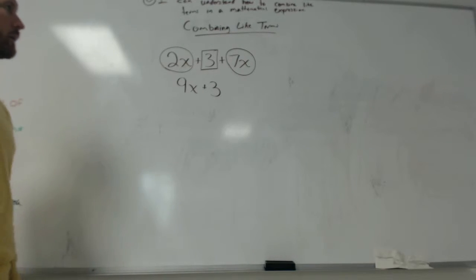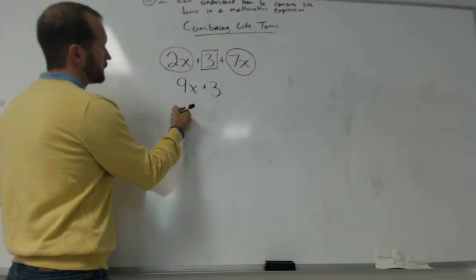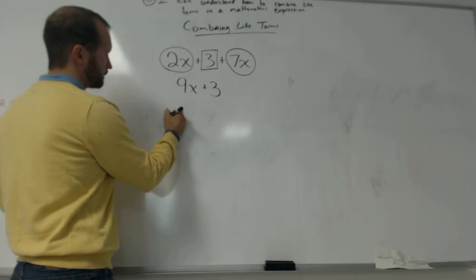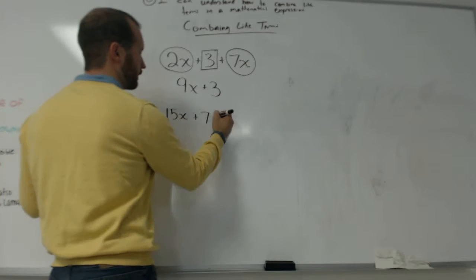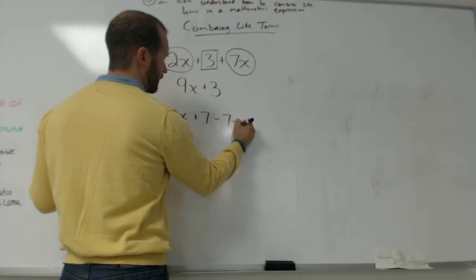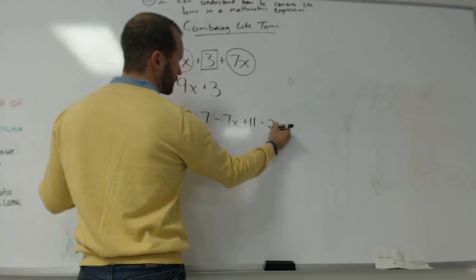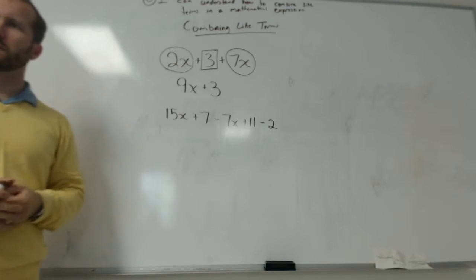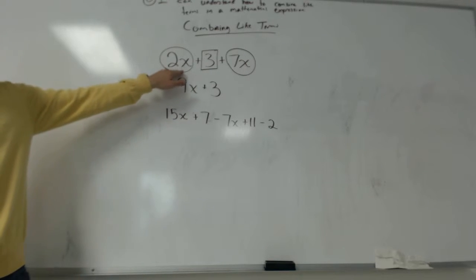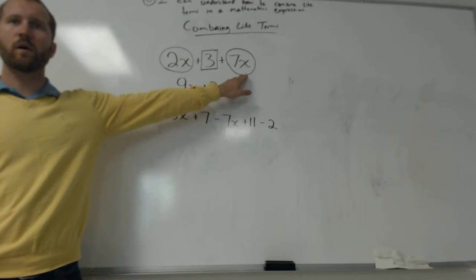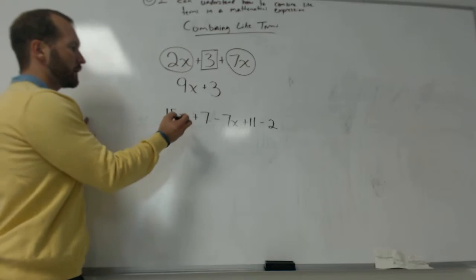Nice. What if I had something like 15x plus 7 minus 7x plus 11 minus 2? Suddenly these are getting a little bit more complicated. But if we use this strategy, it's really going to help us. We can do it. What are all of the x terms? Just name them, and I'll circle them.